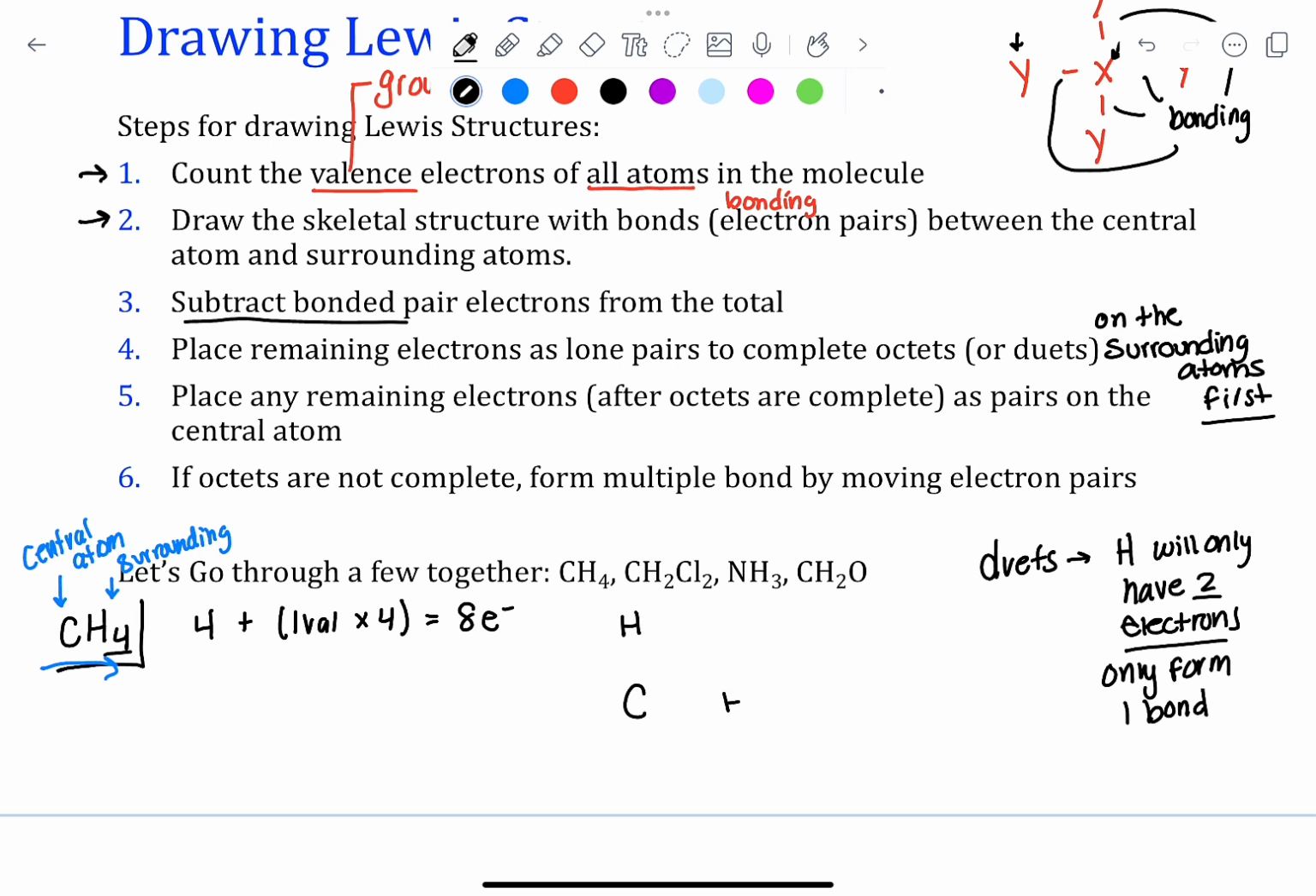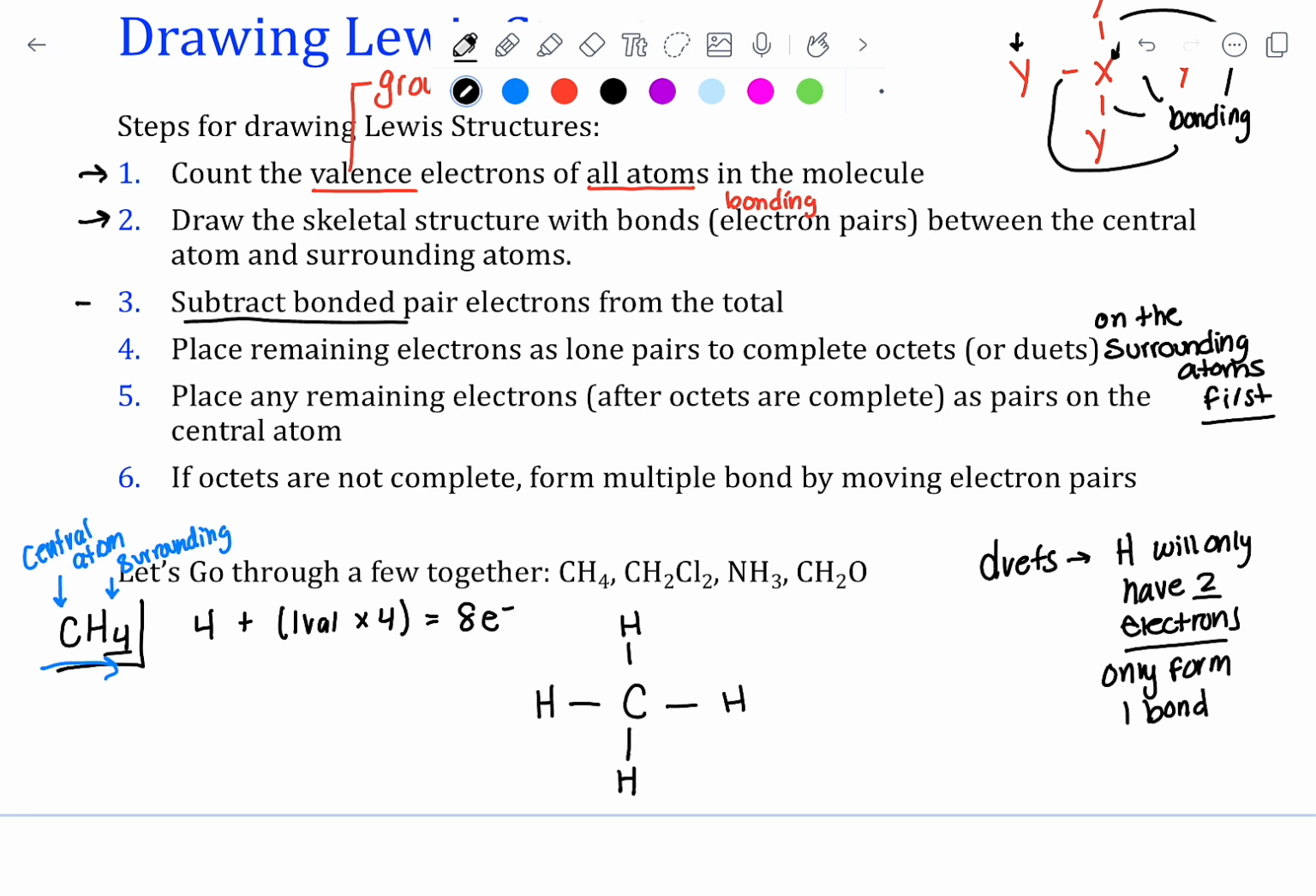Now these are Lewis structures, so I'm going to follow similar rules as my Lewis symbols, where I'm going to represent kind of like a square. I'm going to put those hydrogens on all 4 sides of my carbon square, right? So we put one on each side, and then we're going to connect them to our central atom using bonds.